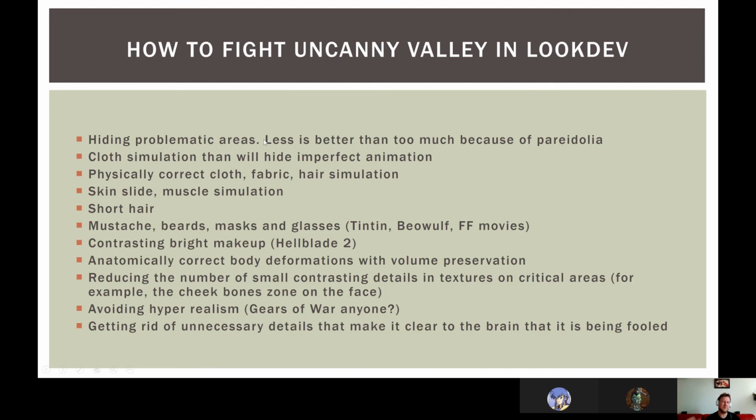Contrasting bright makeup, Hellblade 2, anatomically correct body deformations with volume preservation. This is more or less the same as the skin slide and muscle simulation. I'm talking about the elbows and knees and the pelvis joints. If there is no volume preservation, the bent arm will look completely broken. And you probably noticed this more than one time in different games, especially with the real-time solutions.